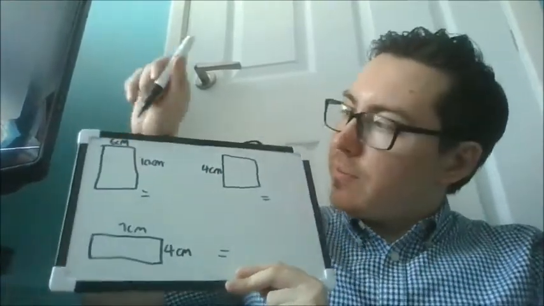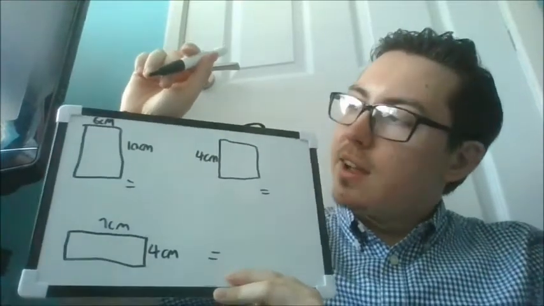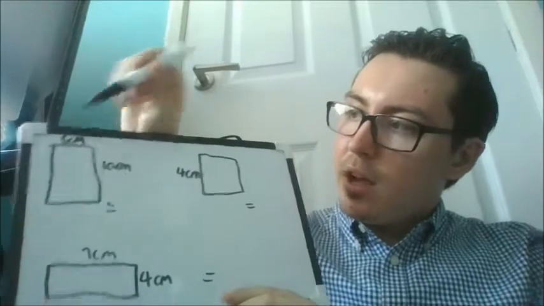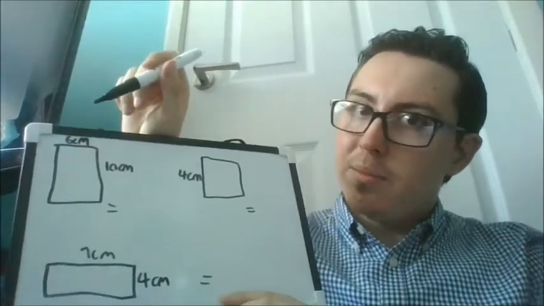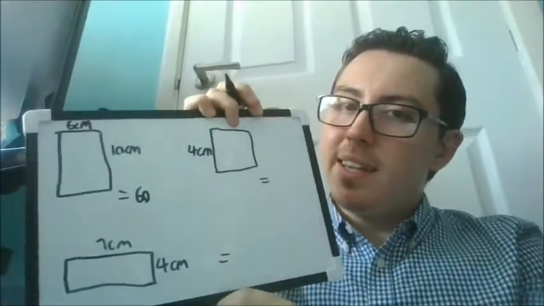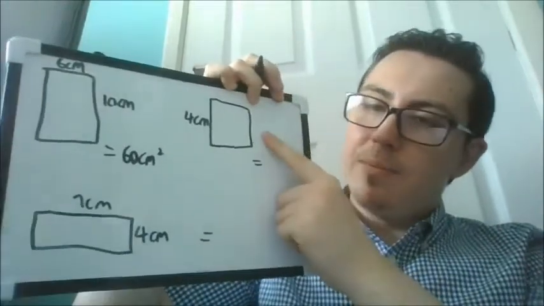So let's do our first one. 6 and 10. That's our two measurements. So length times width. So our length is 10. Our width is 6. 10 times 6, 60. That's not our answer. We need 60 centimeters squared. Perfect.